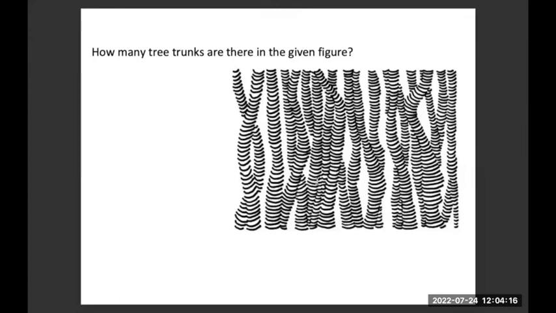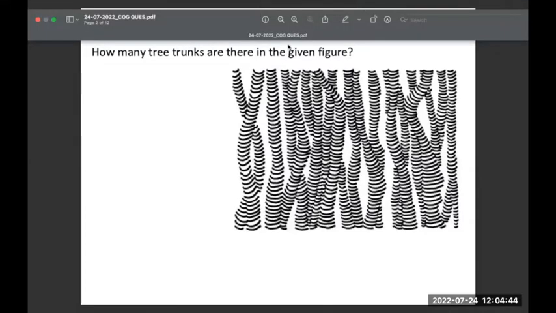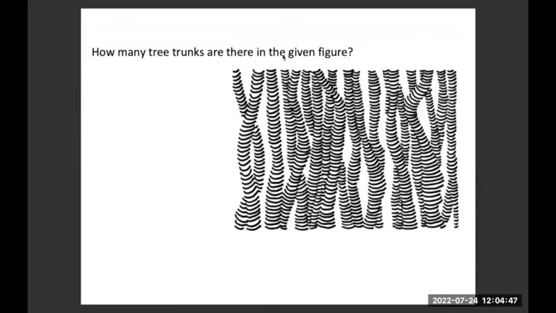This is relatively easy. What you have to do is count the number of tree trunks which are there. I hope it's clear. You have to count the number of tree trunks which are there. Can we see the answer, ma'am? I'll share it, but you need to write the answer. You have to solve it first, and then I'll tell you the answer.